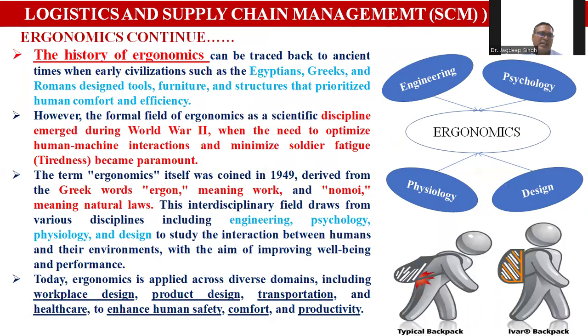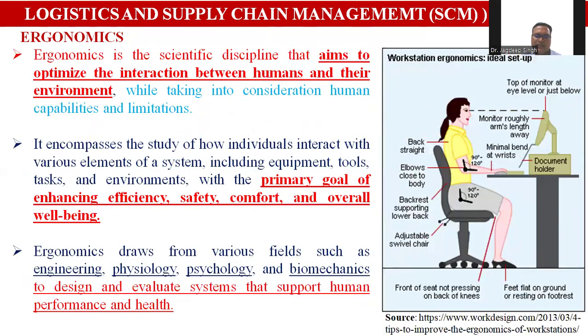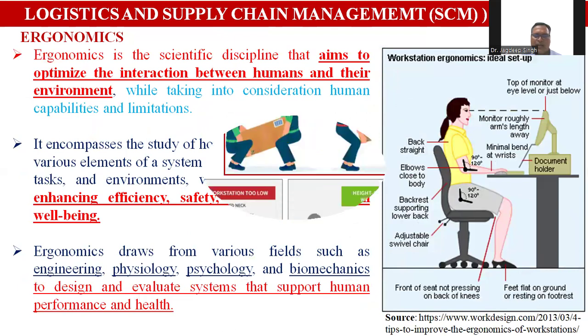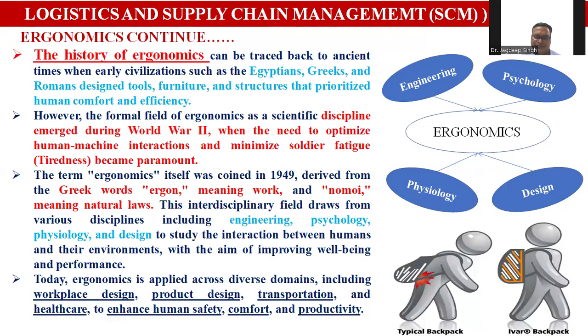Now, the history of ergonomics. So you can see here on the left side in ergonomics, there are 4 components like engineering, psychology, physiology, and design. Here we have discussed biomechanics. So that is basically a design component.